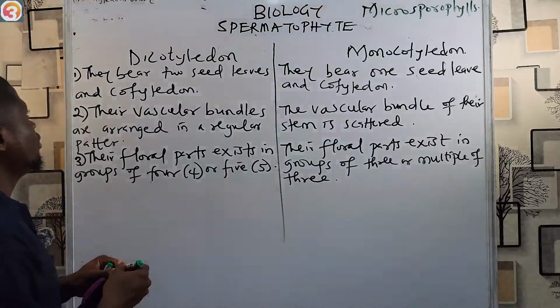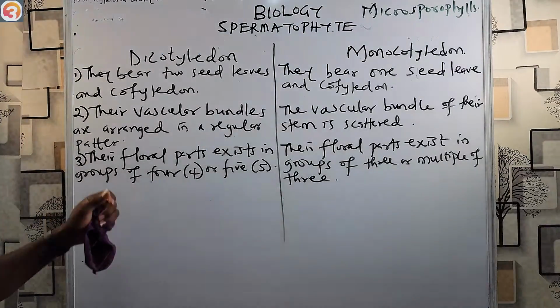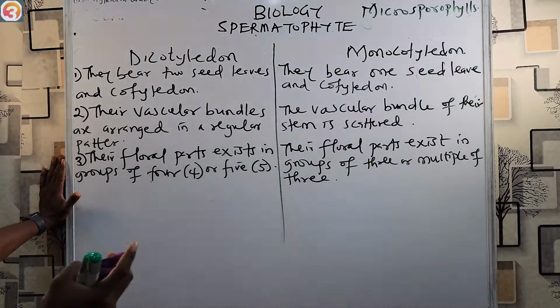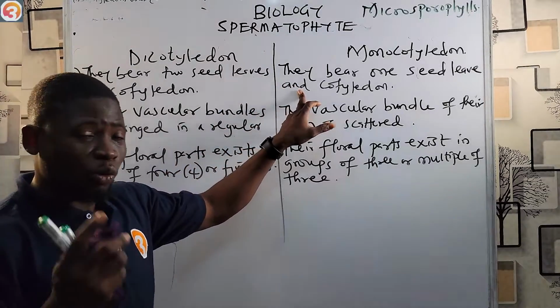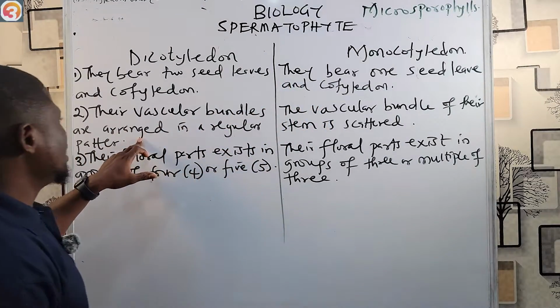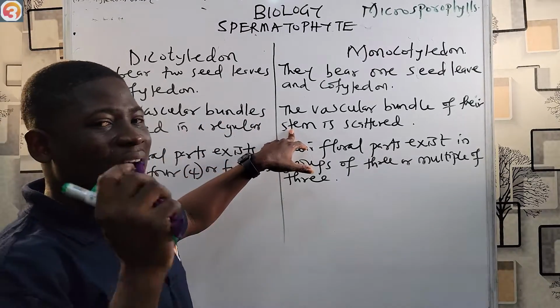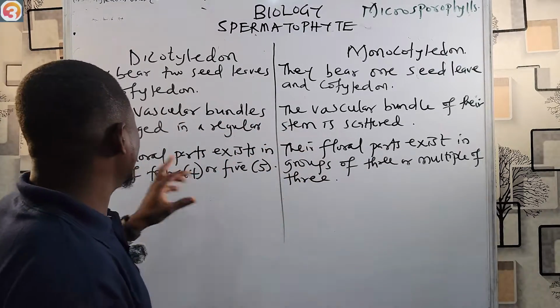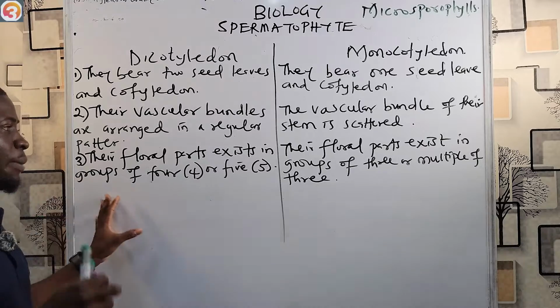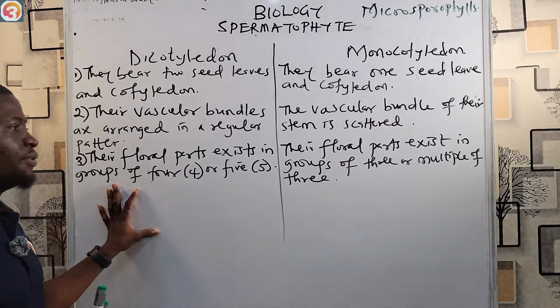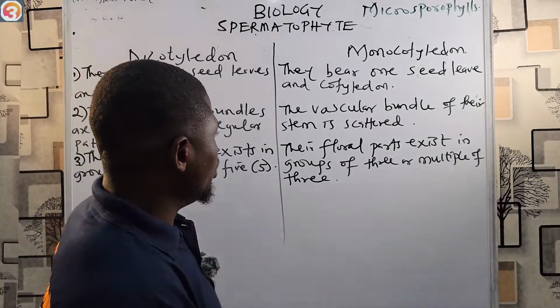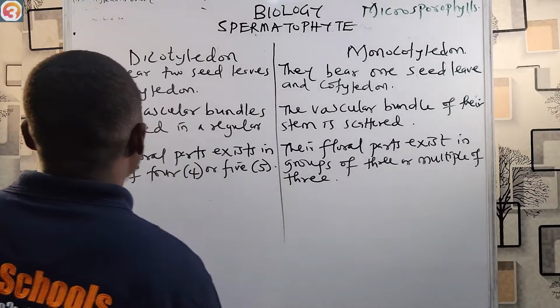Okay, so we have seen what? Three differences now. One, they bear two seed leaves, the cotyledon. Two, this one bears what? One seed leaf, the cotyledon. Then two, the vascular bundles are what? Arranged in a regular pattern. This one, the vascular bundles are what? The vascular bundle of the stem is scattered. Then three, the floral part exists in groups of 4 or 5. This one, the floral part exists in groups of what? Of 3 or multiples of 3.